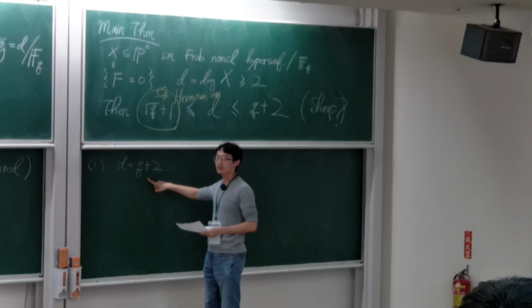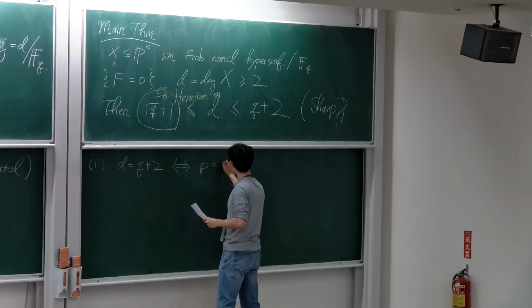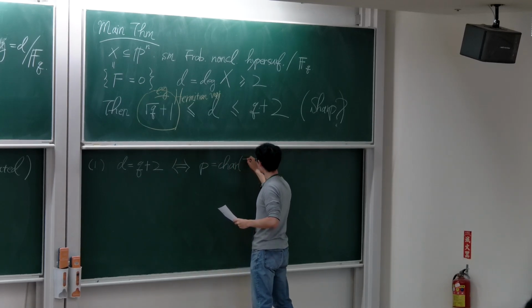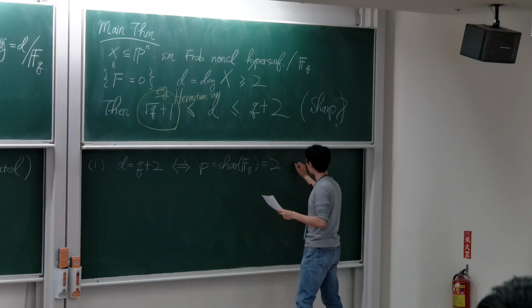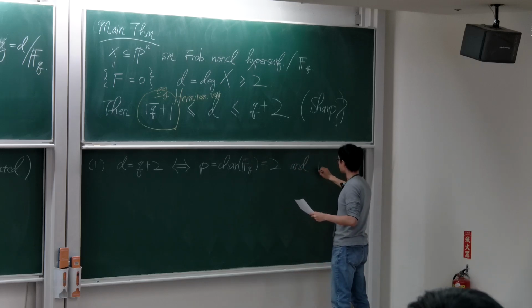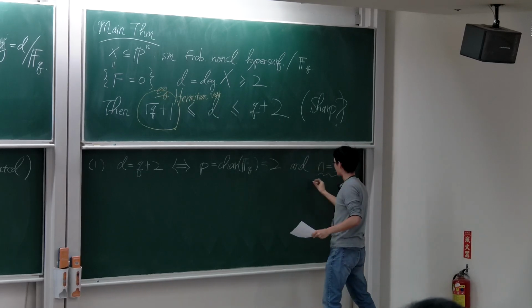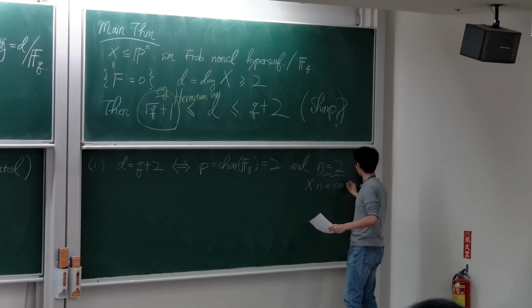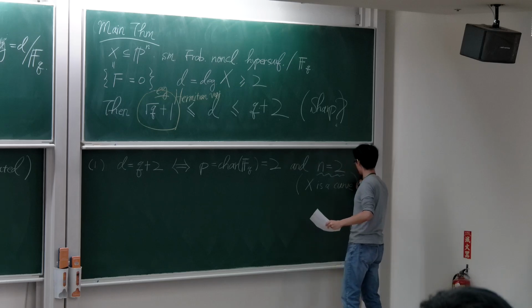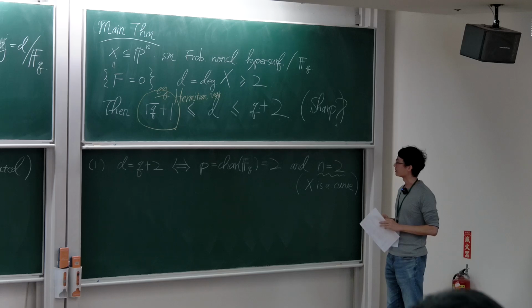Q plus 2, this case, occurs only when the characteristic of the ground field is equal to 2, and n is equal to 2. Okay. This means that X can only be a curve. So this is the case when d is the maximal possible number, q plus 2.